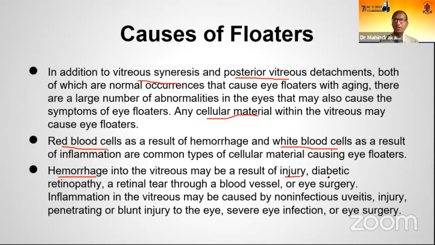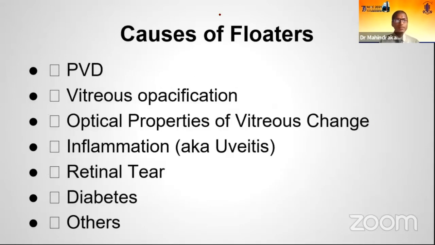So what can be the causes of hemorrhage? That is any injury, diabetic eye disease, retinal tear, which involves the blood vessel, or even a surgical treatment. What can be the causes of inflammation? It can be non-infectious uveitis, again an injury, which can be penetrating or blunt, an infection in the eye, or an eye surgery. So these all can be pathological causes of floaters. So these are the lists.